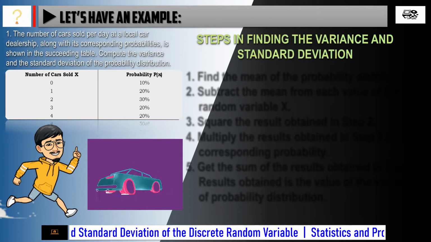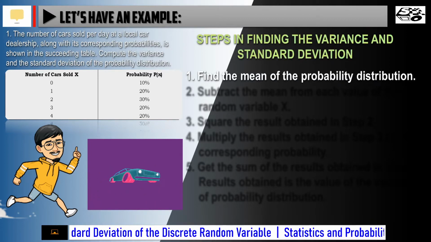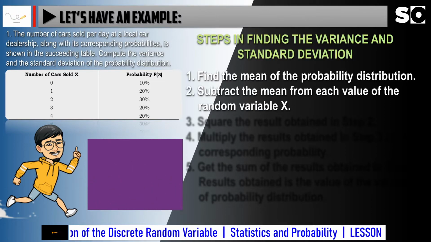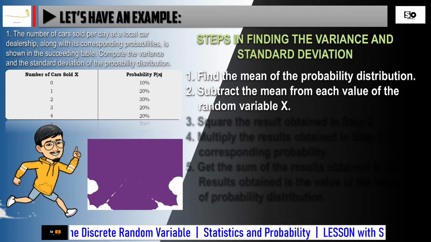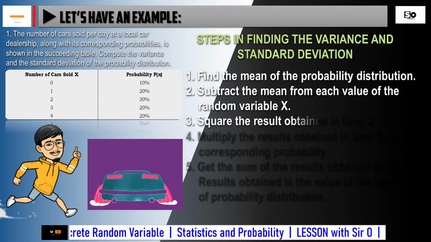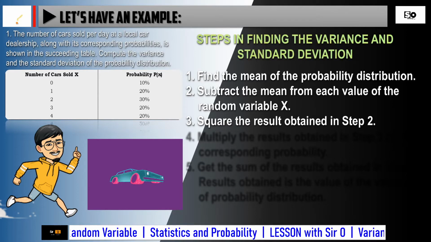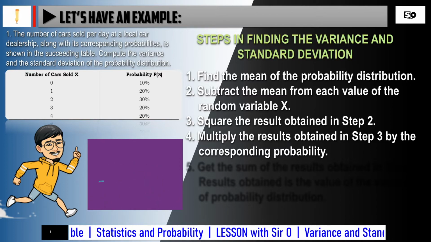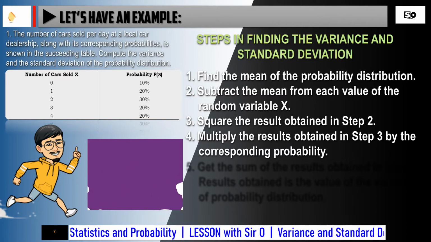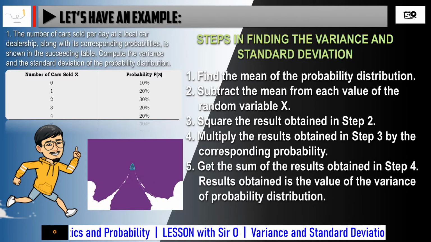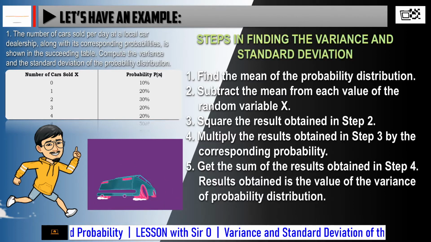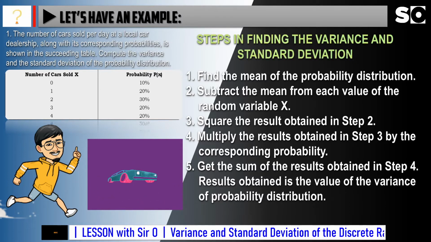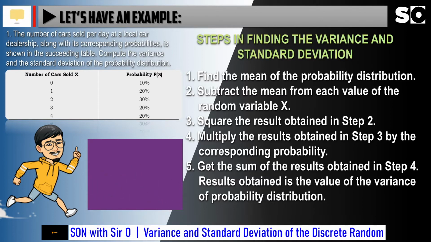Steps in finding the variance and standard deviation. Number 1. Find the mean of the probability distribution. 2 is to subtract the mean from each value of the random variable x. 3. Square the result obtained in step 2. 4. Multiply the results obtained in step 3 by the corresponding probability. And last, step 5 is to get the sum of the results obtained in step 4. The result obtained is the value of the variance of the probability distribution.